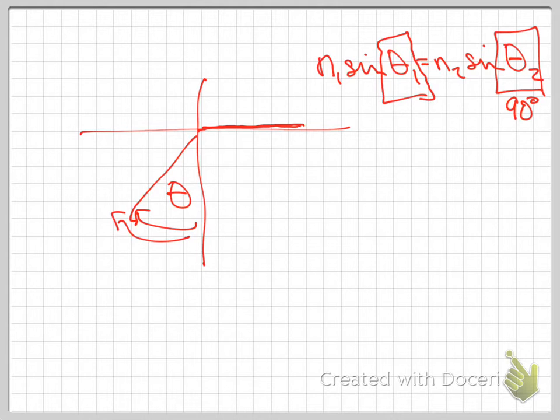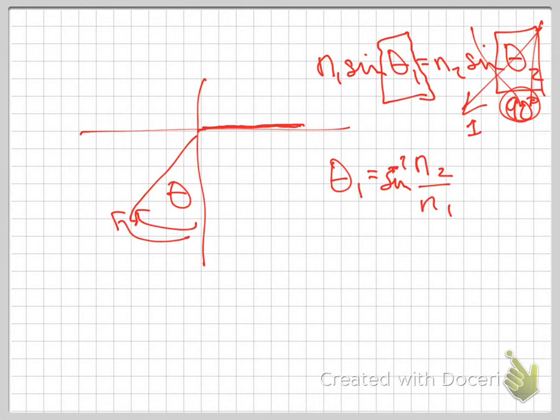So if we solve for that, theta 1 is equal to the inverse sine of n2 over n1, because the sine of theta 2 is going to be 1 at 90 degrees, so that goes away. This special angle here, I guess we could go out on a limb and call it a critical angle. This critical angle, where the light bends 90 degrees, is actually called the critical angle.